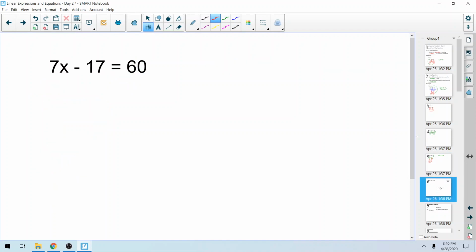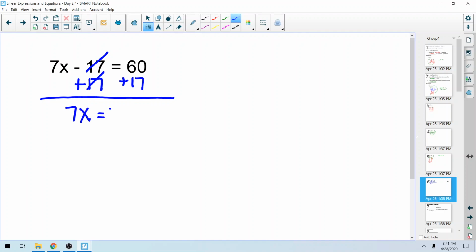Last but not least, 7x minus 17 equals 60. So step 1, we have to get rid of addition or subtraction. Right now we have a minus 17, so we have to add 17. Opposite of subtraction is addition. 17s are going to cancel. 7x drops down, equals 60 plus 17, 77. Now we have to get rid of the 7 in front of the x, so we're going to divide by 7. 7's cancel to 1, so 1x equals 77 divided by 7, 11.